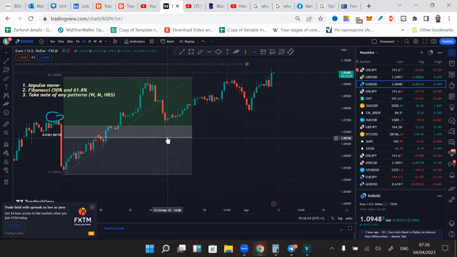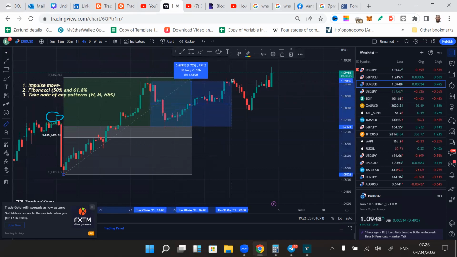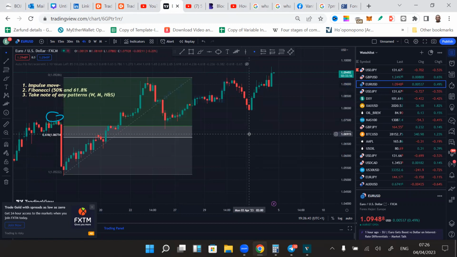If you were waiting for price to get to the 61.8, you would discover that you would have missed this trade, and this was a very excellent trade. How many pips is that right here, right? That's 100, that's 200 pips. Guys, you see what I'm saying? You see what I'm saying? This is something you can use to make substantial moves, pips, in the market.